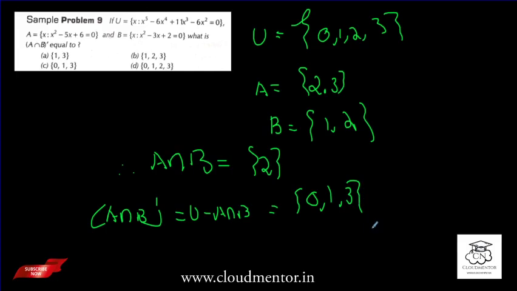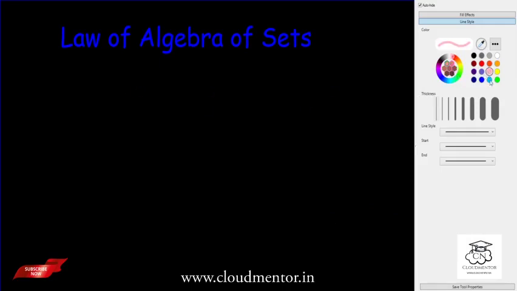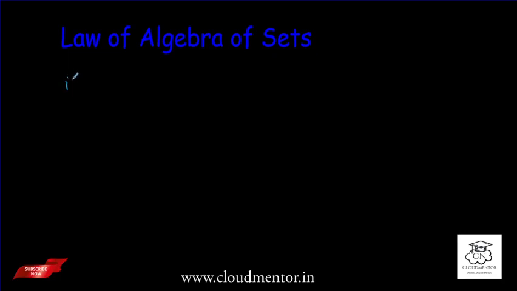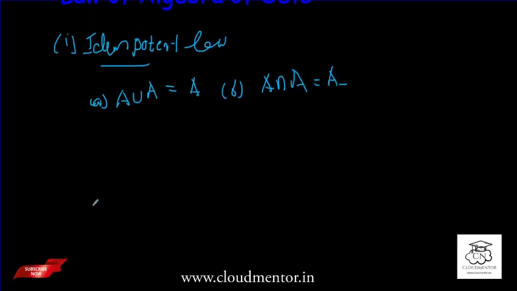So now moving to the next portion, that is the laws of algebra of sets. If A, B and C are three non-empty sets, then the first one is the idempotent law. I am talking about the idempotent law. That is, A union A will be equal to A. That is the A part of the idempotent law. The B part of the idempotent law is A intersection A is also A. That is, A union A equal to A, and A intersection A is equal to A. And the second law, that is the identity law.